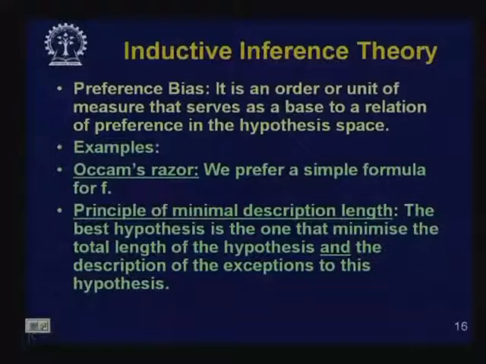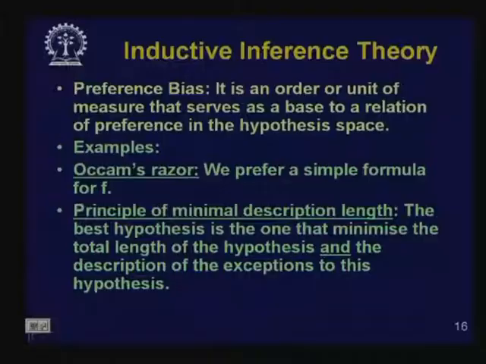it has a better chance of fitting unseen data. A second type of preference bias, which is also very similar, is the principle of minimum description length, or MDL, which states that the best hypothesis is the one that minimizes the total length of the hypothesis and the description of the exceptions to the hypothesis. So, these are some of the biases that people have used.